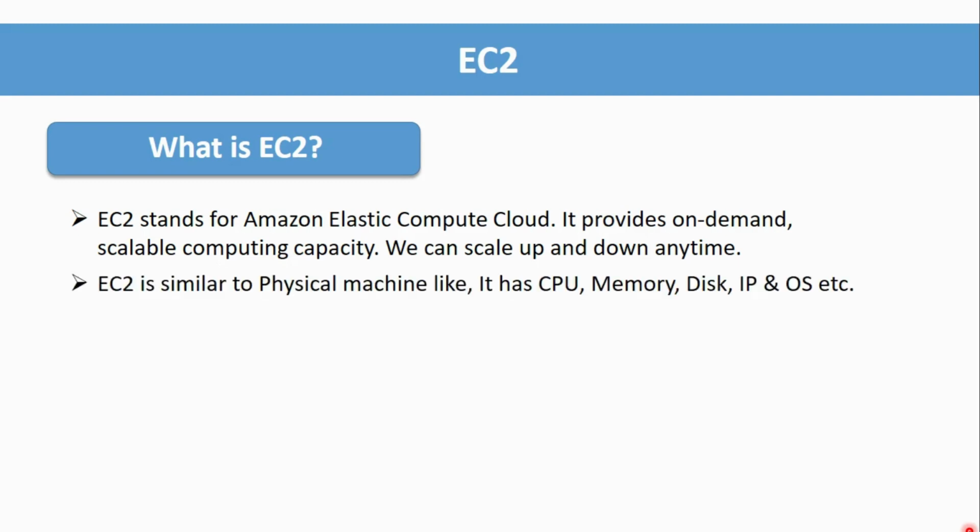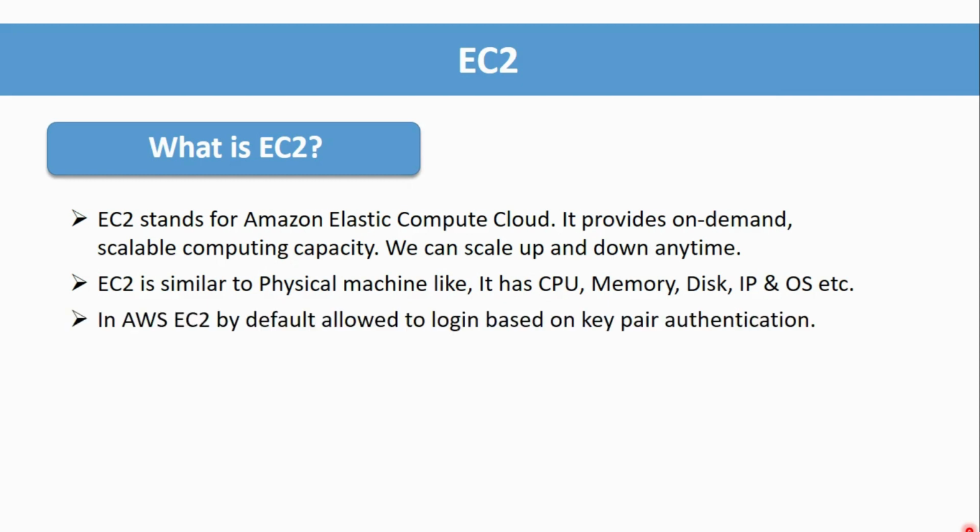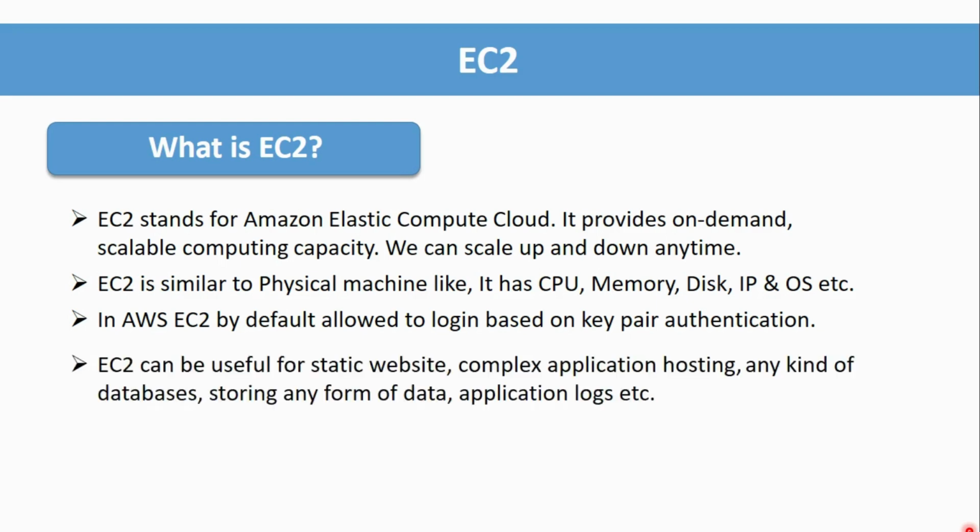As I said, it is similar to physical machines: it has a CPU, memory and disk, and the operating system obviously. By default AWS allows key-based authentication, not password-based. After launching the EC2 instance and logging in using the key pair method, you can definitely disable the key pair authentication mechanism and enable password-based login there. But by default it's key pair authentication.